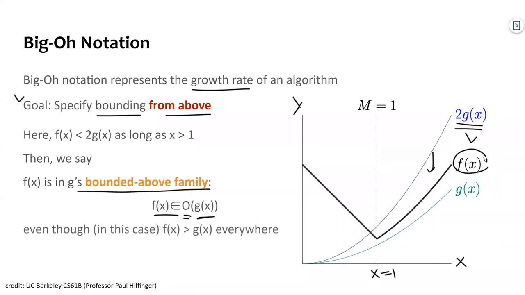Even though f(x) is larger than g(x) but smaller than 2 times g(x), we don't care. If we can multiply by some constant, and g(x) becomes larger than f(x) when x is larger than 1, then we just say f(x) is inside g's bounded above family.